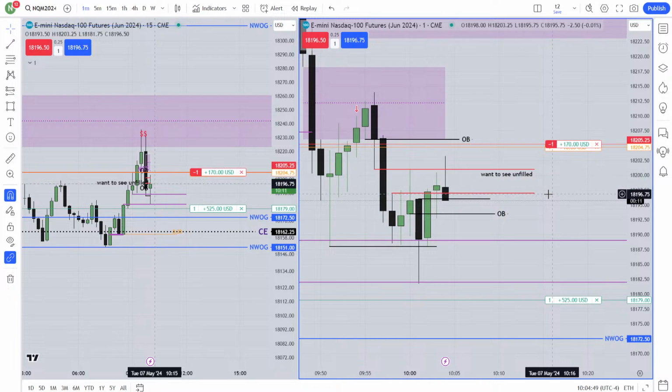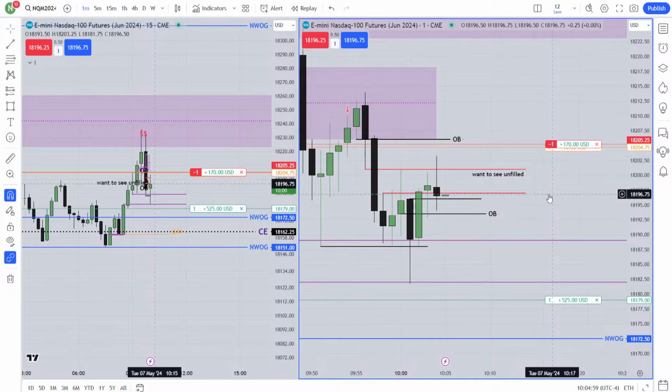Why am I bearish? You have to watch my weekly analysis, then you will understand why I am bearish. Market is reversing from the hourly last fair value gap.